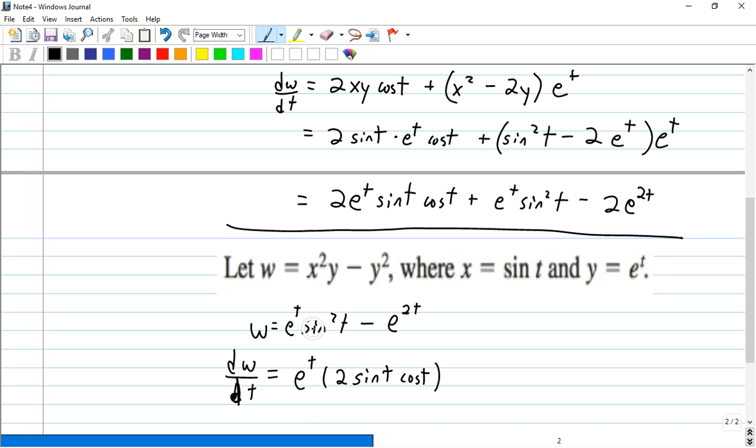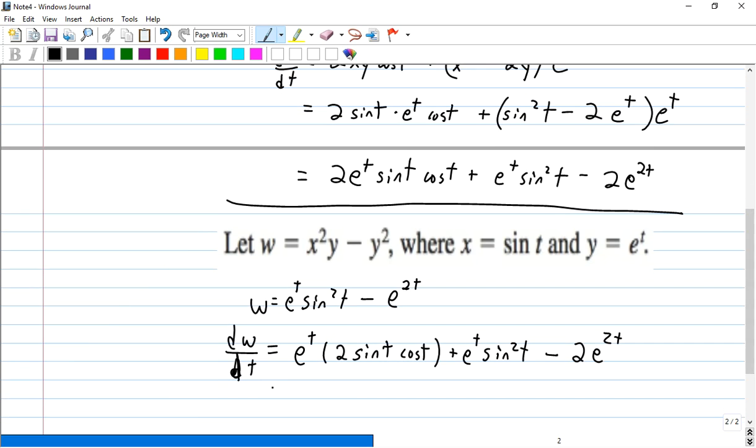What I just did was the first term times the derivative of the second term. Plus, now I need to say the second term times the derivative of the first term. So what's the derivative of e to the t? E to the t. Minus, what's the derivative of e to the 2t? The u is 2t, so the du is 2. So this is 2 e to the 2t.